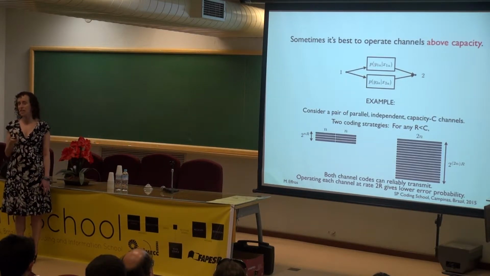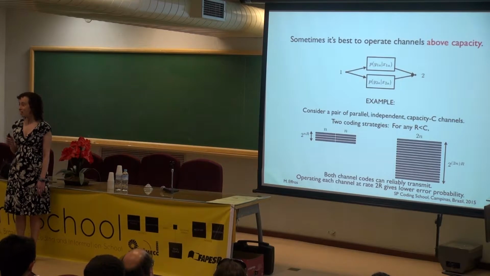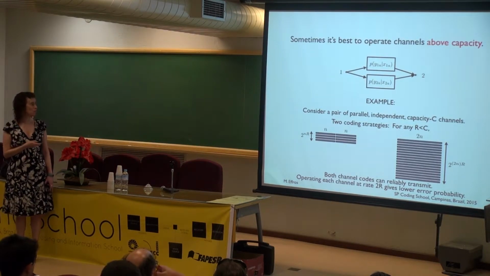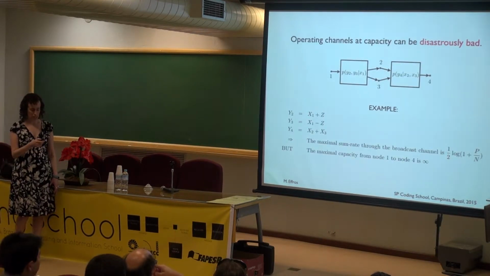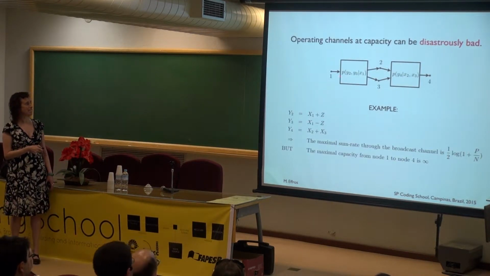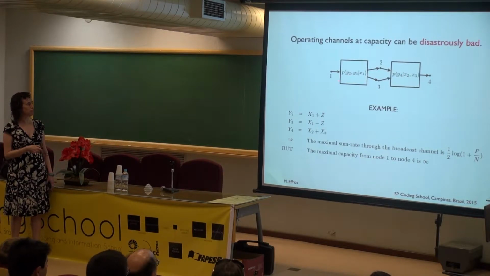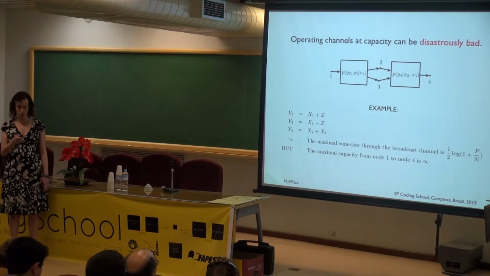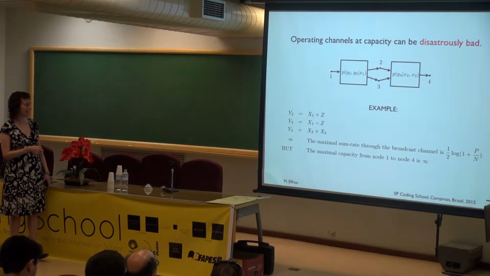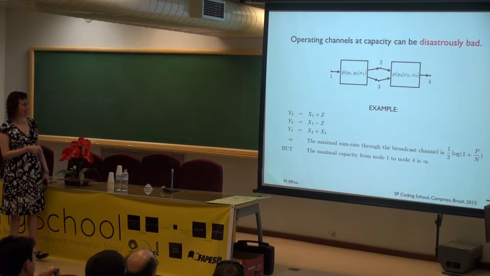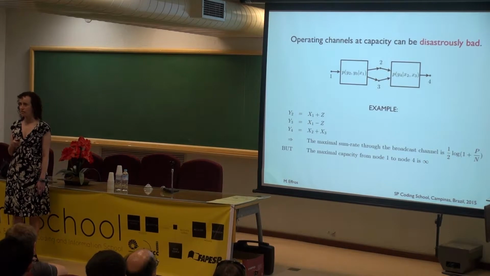In some cases, communicating at the capacity of your channel is disastrously bad compared to what the true capacity of your network could have been. And here's one simple example where that comes up. So imagine now, instead of two point-to-point channels, I'm again going to put together two channels, but in this case my first channel is a broadcast channel, and my second channel is a multiple access channel. And again, to keep the example simple, I'm only going to worry about communicating end-to-end. So my goal is to maximize how much information I can reliably transmit from node 1 to node 4 in this system. So we're trying to get through as much information as possible.